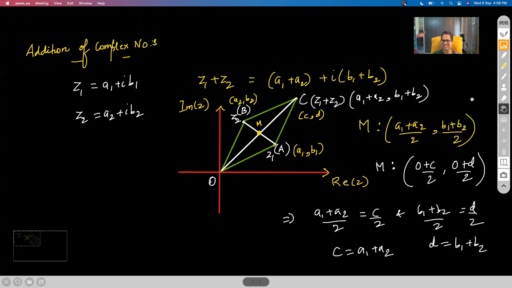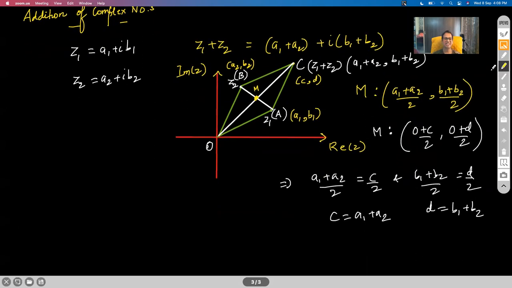Is this understood? Okay. So if somebody asks you that this is Z1, this is Z2, where is Z1 plus Z2? What will you do? Simple. Construct a parallelogram with OZ1 and OZ2 as the adjacent sides, just like how you learn adding two vectors using the parallelogram law of addition. And the vertex opposite to O will be your Z1 plus Z2. So this is with respect to the positioning on the Argand plane.